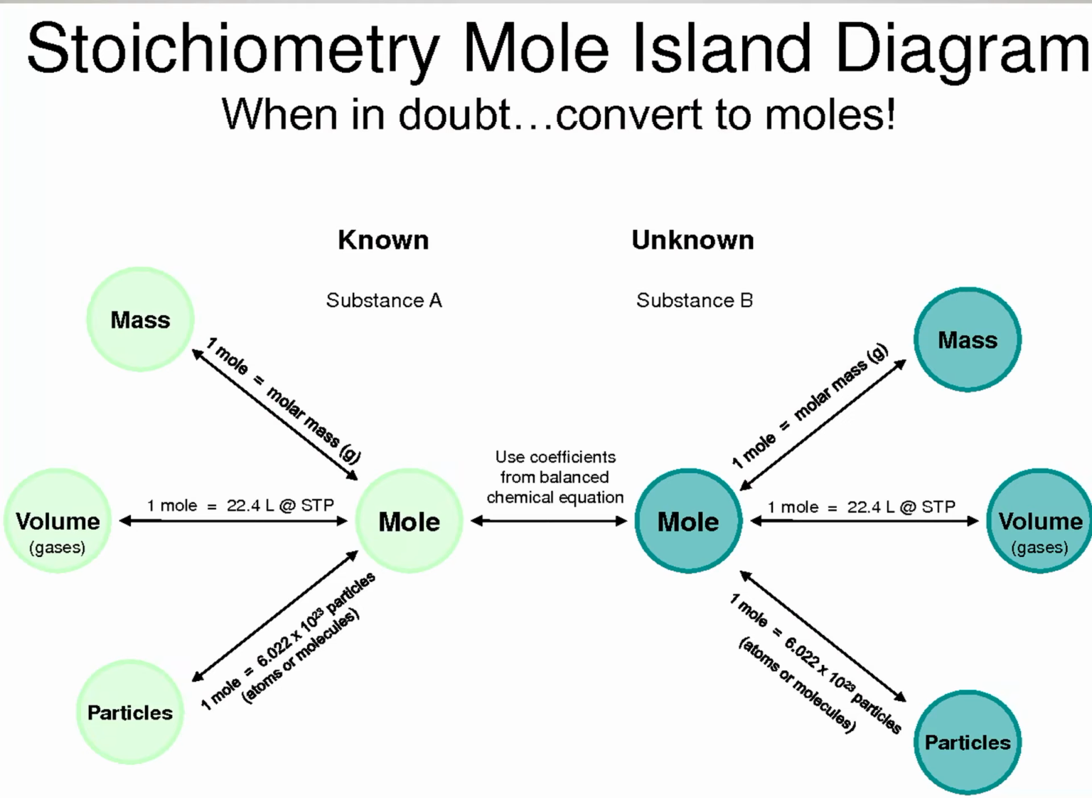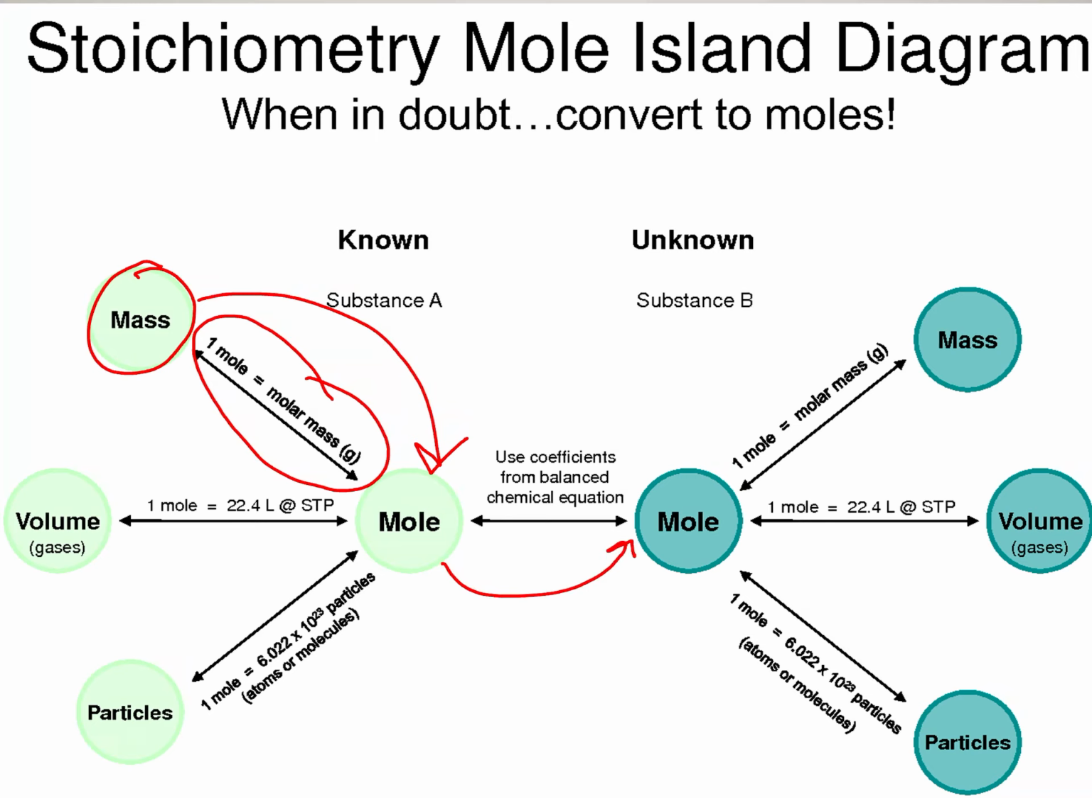If you are not strong at stoichiometry, you might want to use this to help you. I've put this into the Chapter 4 module on Canvas, and it just tells you how to get from one thing to another. Like if you're starting with mass and you need to get to moles, you're going to use 1 mole equals molar mass to get from mass to moles. And then, to get from moles of one thing to moles of the other thing, you're going to use the coefficients from the balanced chemical equation, which I will often call the mole ratio.